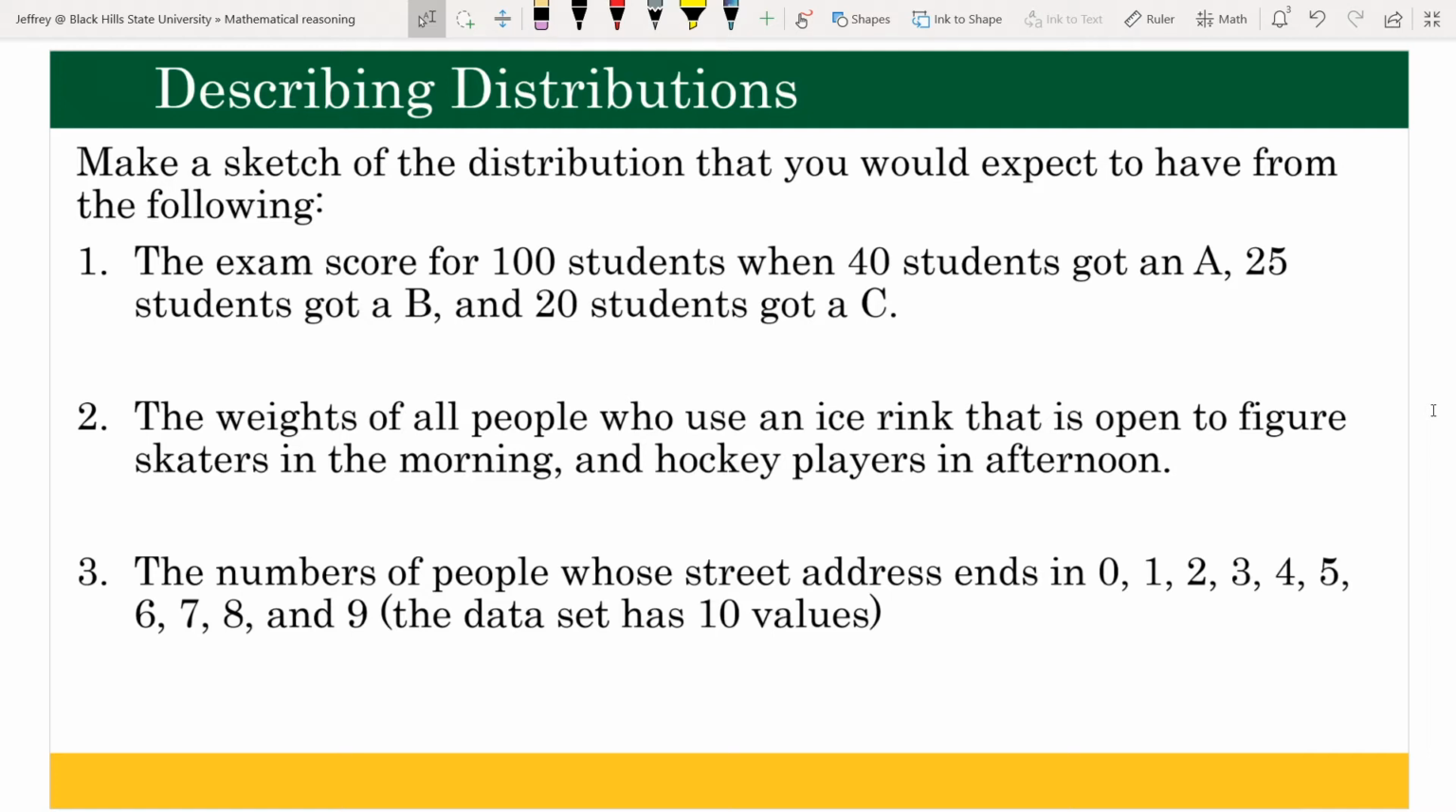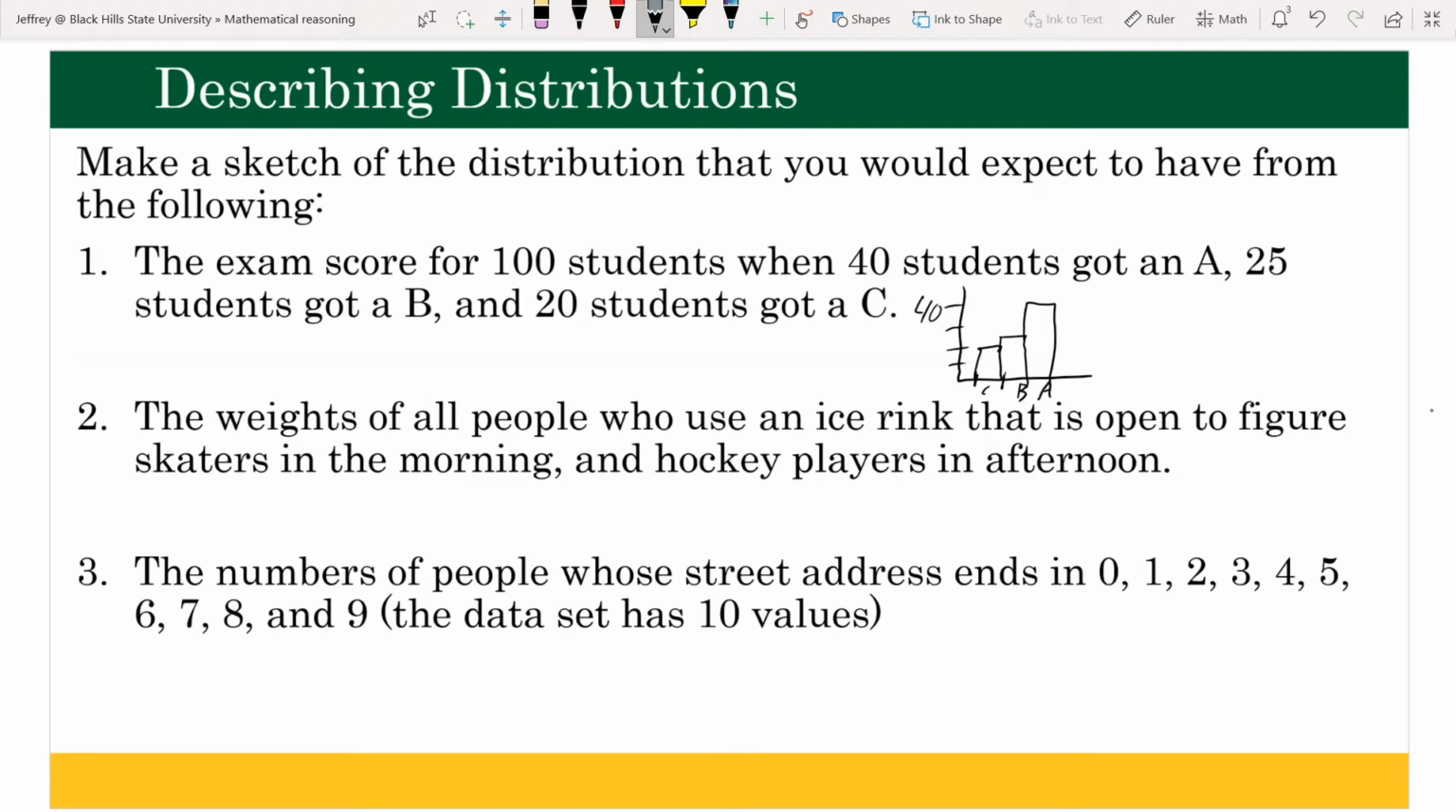Now, this one's probably not very clear as to how we would arrange this. You could actually rearrange this in one of two ways. You could have the highest scores first and then go down, or we could have the lowest scores first and then go up. I'm going to go ahead and set this up so we have the C's first. So this will represent C, then B, then A. So we have 20 students that got a C, we have 25 that got a B, and then we have 40 that has an A.